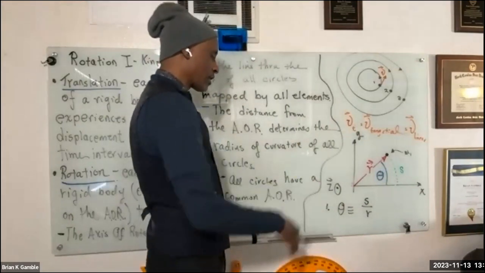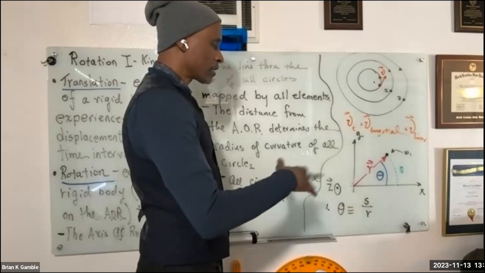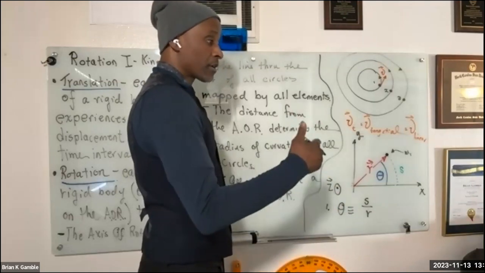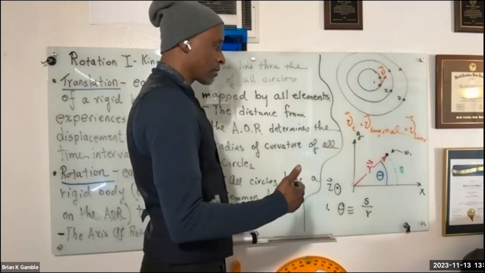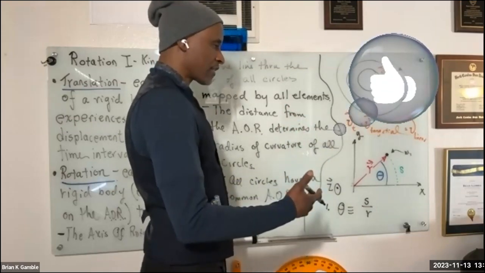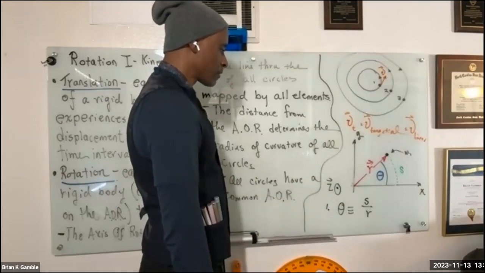In this case, I made it simple, a circular arc, but it doesn't have to be a circle. It can be any curve. Whatever the radius of curvature is at that point, S over R is the angular displacement of that thing relative to some original position.